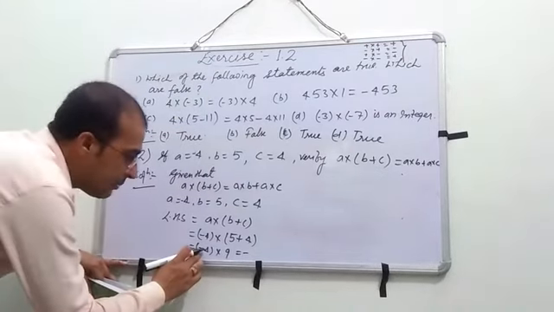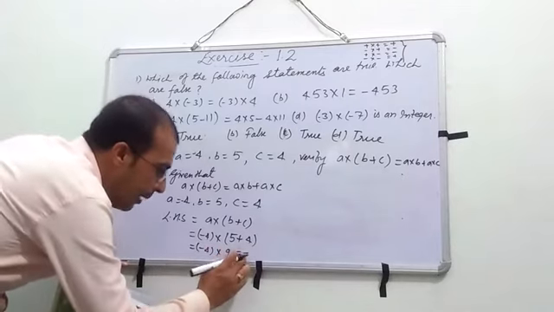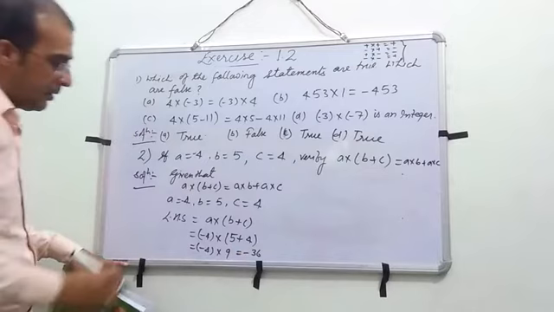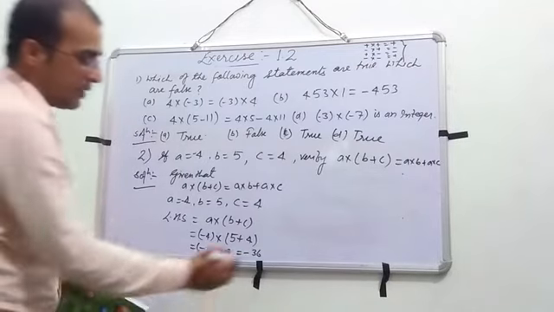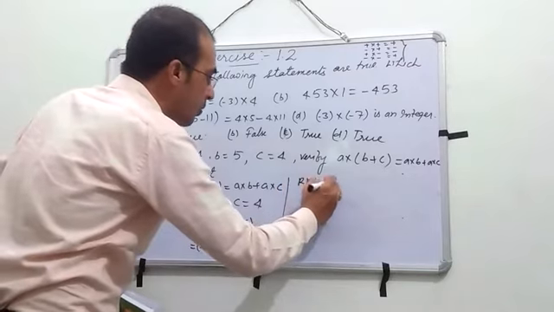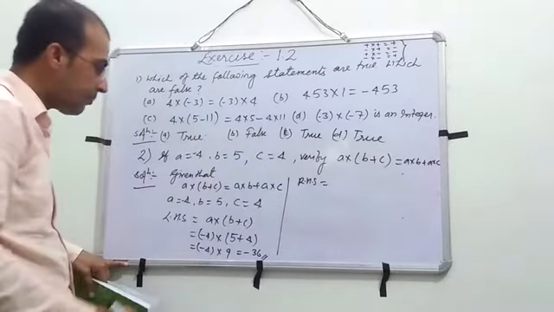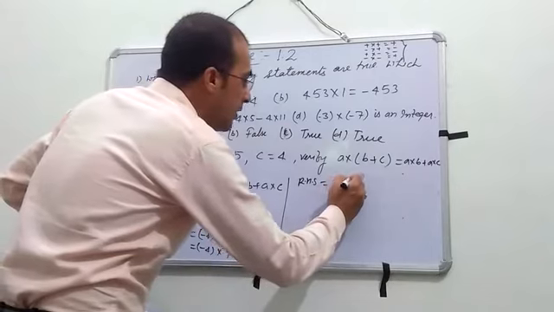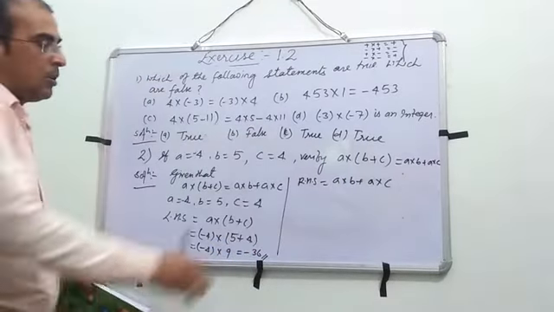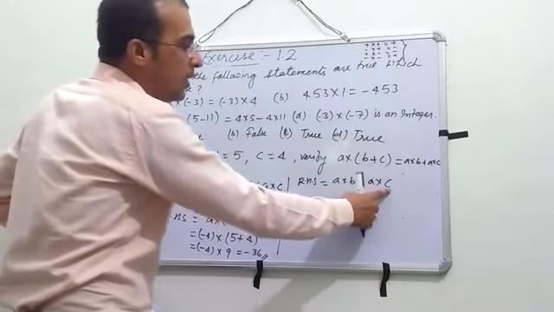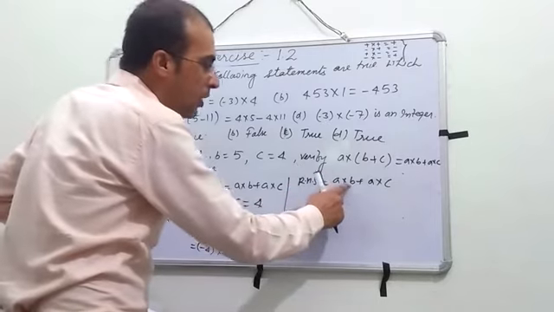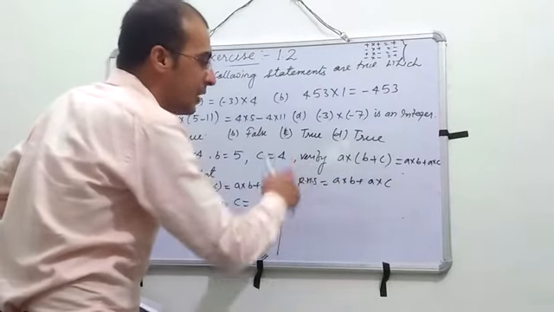Now, this is minus, this is plus. Then it will be minus 4 nines, 36. Then LHS is equal to minus 36. Is it clear? Now RHS. What is RHS? A into B plus A into C. This is the RHS. We will put the values of A, B and C in this statement.